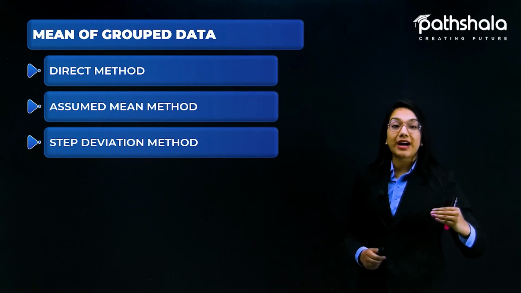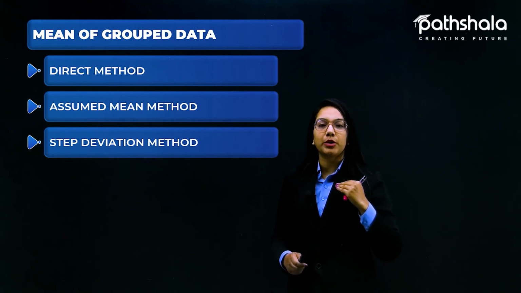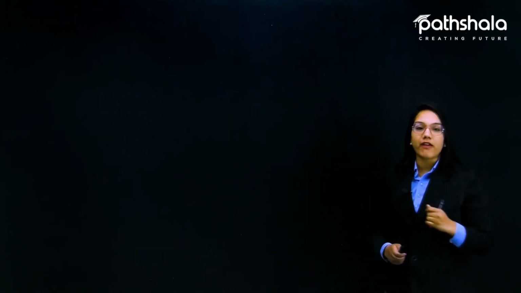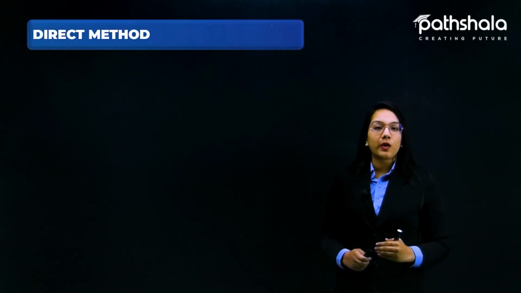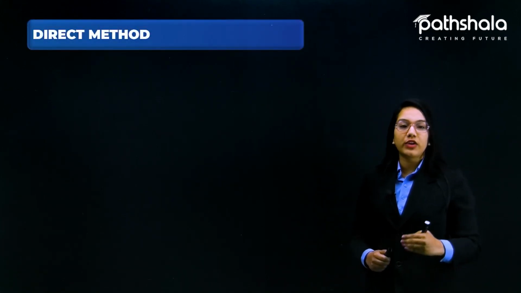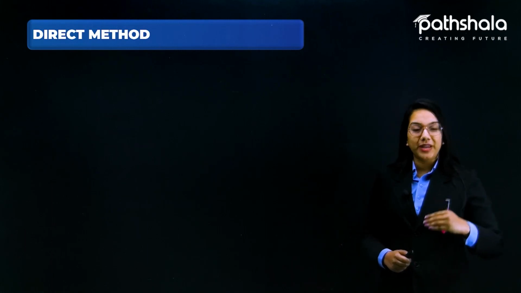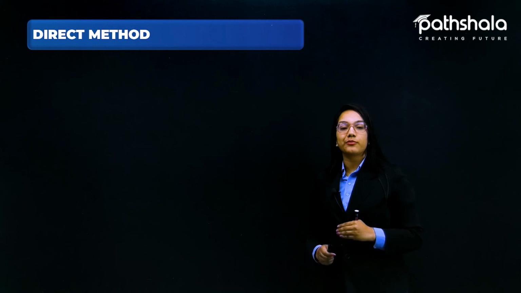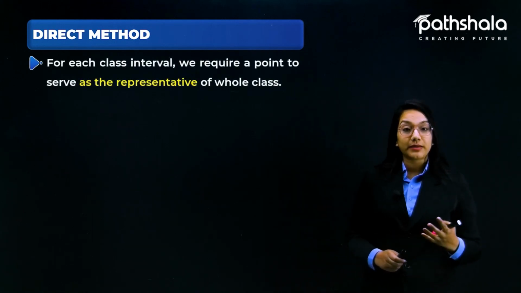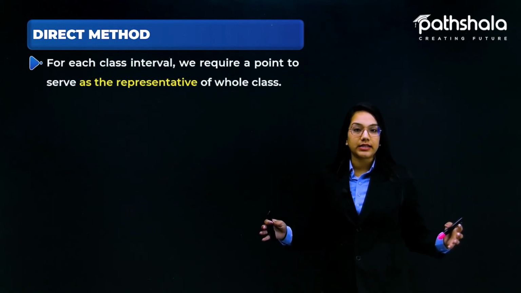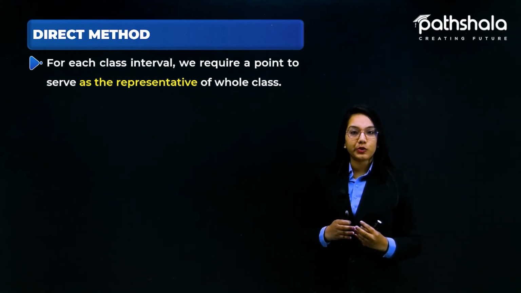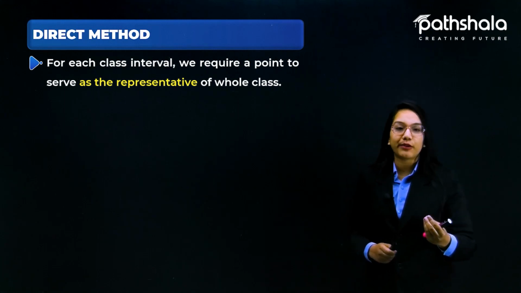So let's start with the very first method, called the direct method. How can we find the mean in the direct method? For each class interval, we all are aware of class intervals, we require a point to serve as the representative of the whole class.